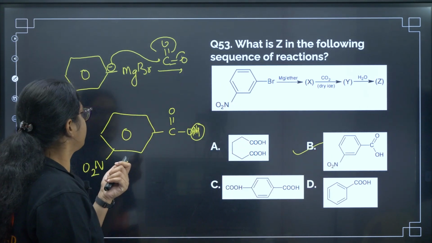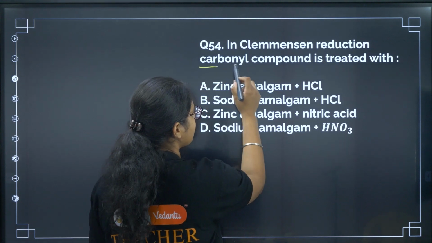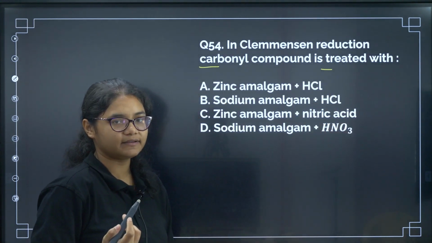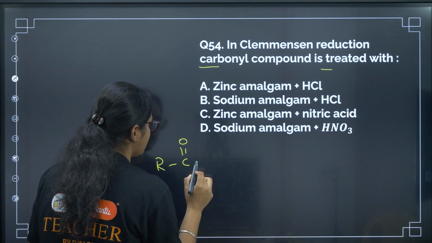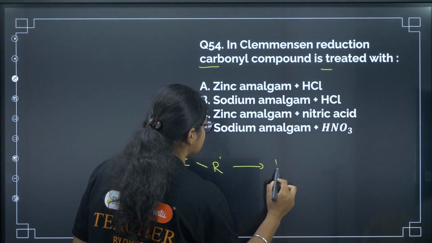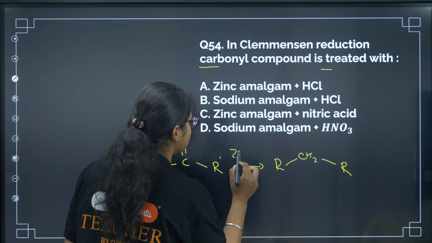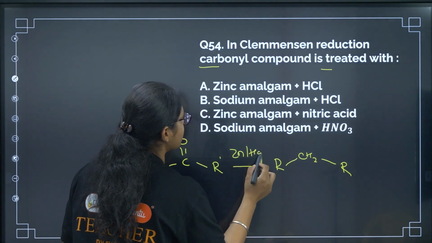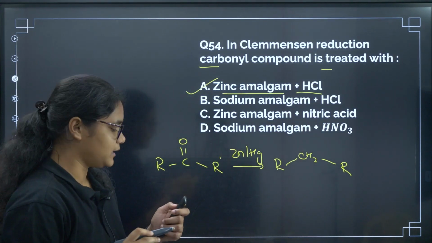Fine. Next question. In Clemmensen reduction, the carbonyl compound is treated with. So it is a reagent-based question. What is the use of Clemmensen reduction? It reduces aldehydes or ketones to alkanes. What is the reagent used here? Zinc amalgam in the presence of HCl. The correct answer for this question is option A.